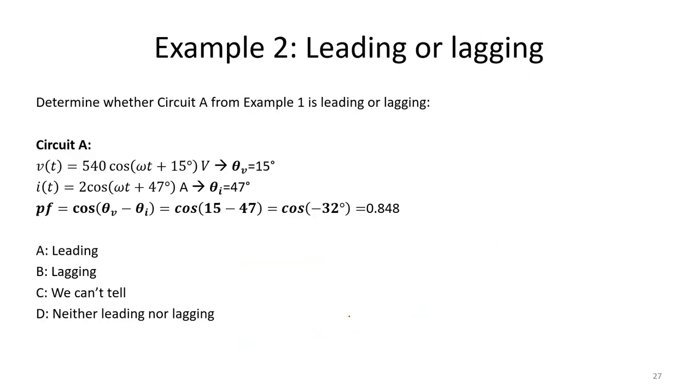Let's do another quick practice. Let's return to that circuit A from example 1. In example 1, we found that circuit A had a power factor of 0.848. We should always specify whether we are leading or lagging when we report our power factor values. So take a moment and see if you can identify, will this power factor be leading or lagging, and why?